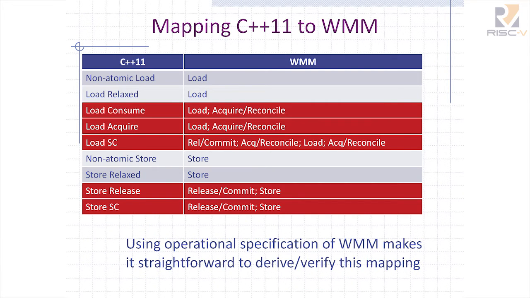And mapping from the C++11 memory model to WMM is actually pretty straightforward because the operational semantics of WMM is very straightforward. Whenever you have a load consume or load acquire, you have a corresponding reconcile fence. So you do a load followed by a reconcile. And if you want to get back the SC atomic behaviors, then you have to do some more work. For a load SC, you have to do a commit, reconcile, load, and a reconcile again. And for store SC atomics, you just do a commit and a store. It's actually very easy to derive this or even verify this because the operational model for WMM is very straightforward.